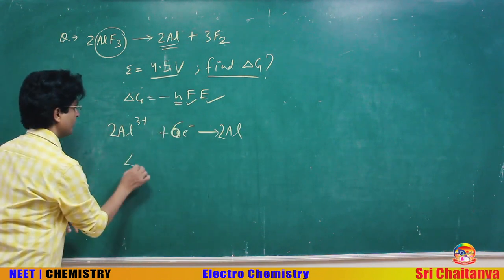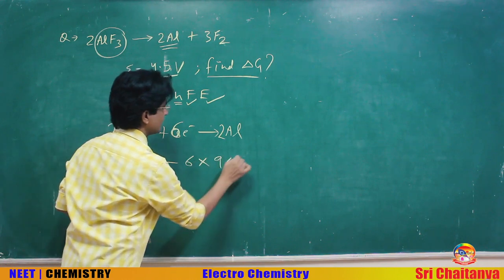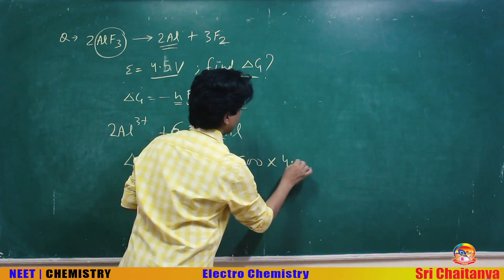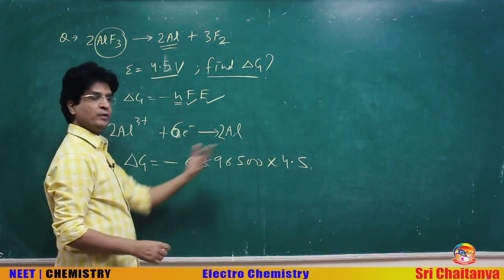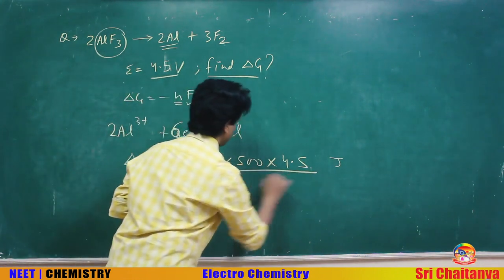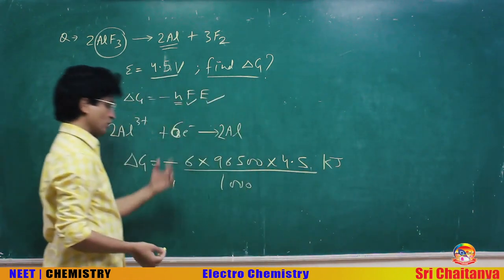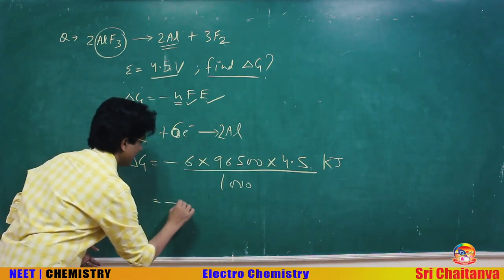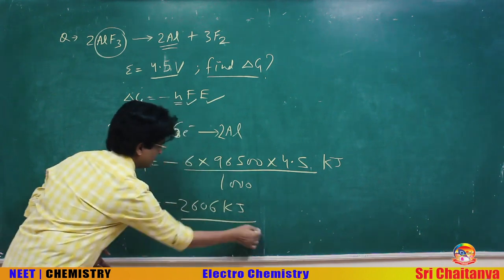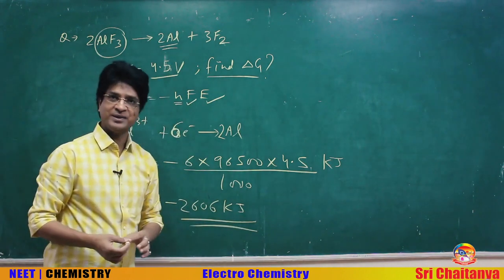Now put this value. Delta G will be minus of 6, F will be 96500, and E is given as 4.5. Now when you solve it, you will get your answer in joule. To convert this into kilojoule, divide it by 1000 and you will get the answer in kilojoule. Solve it and you will get minus 2606 kilojoule. This much free energy will be involved in this reaction.